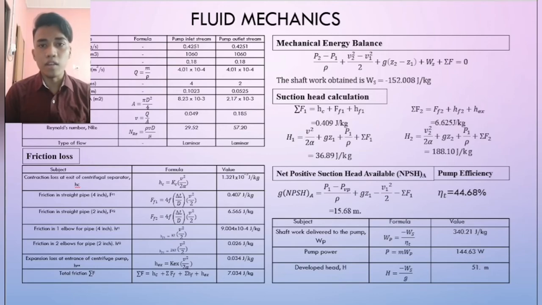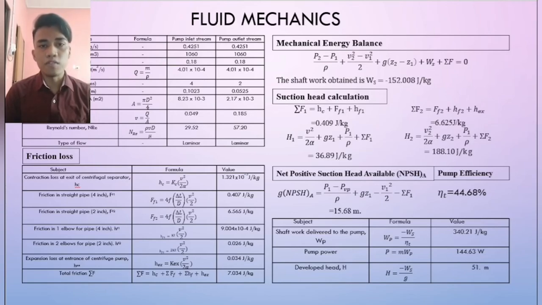After that, the suction head is calculated with the total friction loss in the pipe before entering the pump, and we get a value of 0.409 joule per kilogram. We continue to calculate the head using the formula on the slide and get 36.89 joule per kilogram. Meanwhile, for the discharge head, we use the total friction after flowing out from the pump and get 6.625 joule per kilogram, and we calculate the head, which we get as 188.1 joule per kilogram.